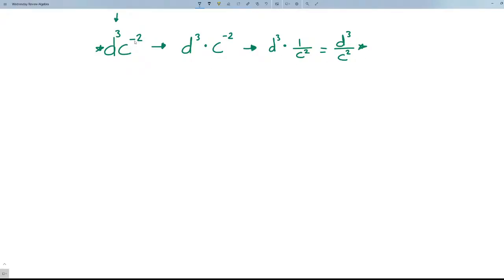And just know that if it's a negative, we'll just bring it to the denominator. But if the negative is in the denominator, we're going to do the inverse.